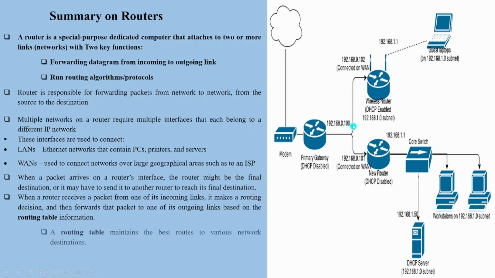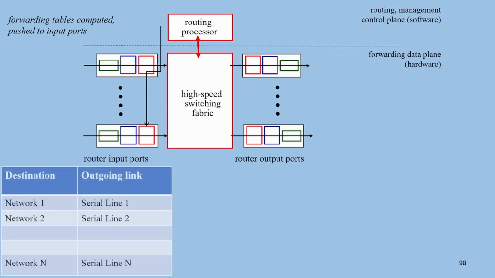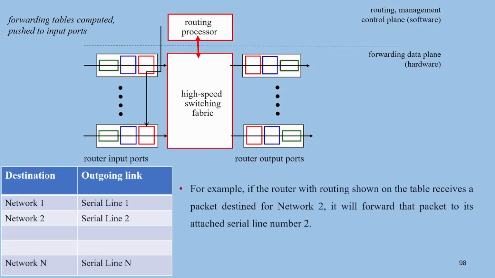A routing table maintains the best routes to various network destinations. Routing tables are built according to the routing algorithm that the routers in the network use. For example, if the router with the routing table shown here receives a packet destined for network 2, it will forward the packet to its attached serial line number 2, because serial line number 2 is the outgoing link for network 2.